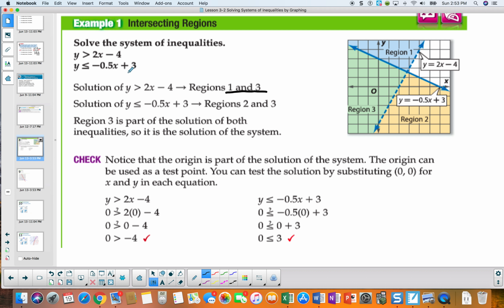Now for this one, this is the boundary line. And notice it's solid. Because it says less than or equal, we want regions underneath that are smaller. And this will be region 2 and region 3. Now what they have in common is region 3. So this is what both inequalities have in common, region 3, and we say that region 3 is the solution. All these points actually satisfy both of those inequalities at the same time.